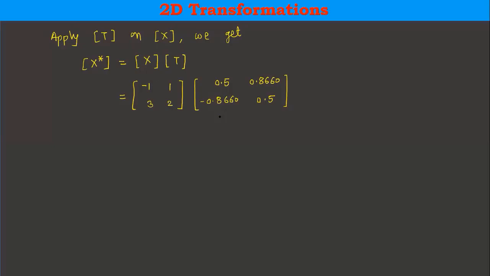Here we have the matrix X and matrix T, and we have to multiply X and T. But when you enter a matrix in the calculator, you have to name it as either A, B, or C. So I'll select A first. That means I'm going to enter the matrix X first, that is -1, 1, 3, 2, by the name A. So press the number given for A.